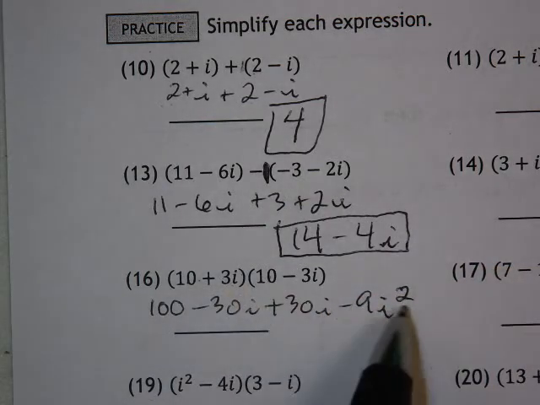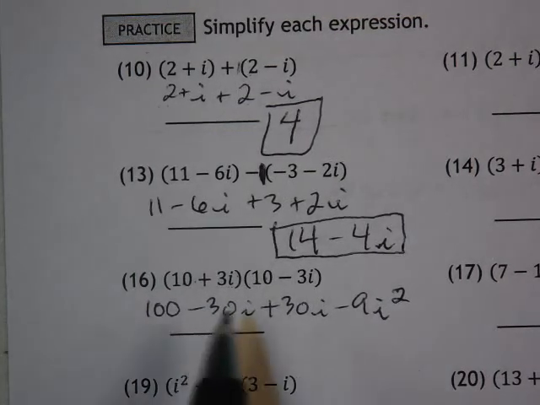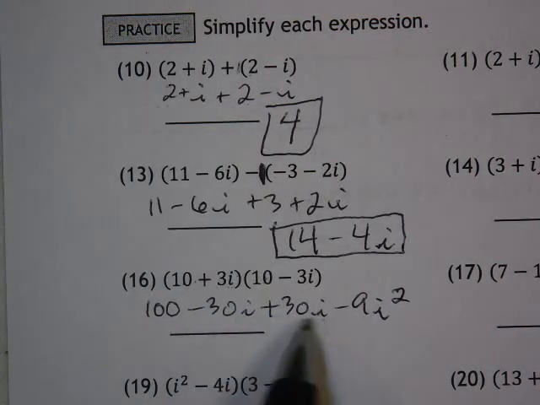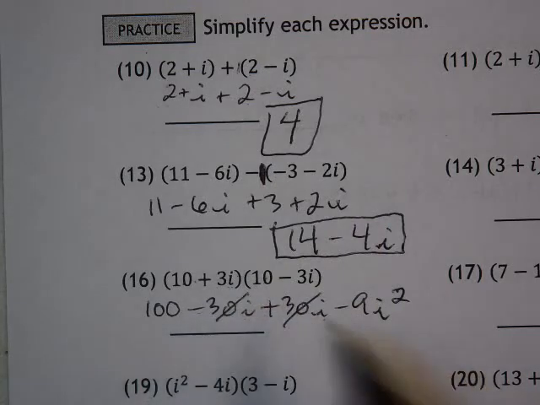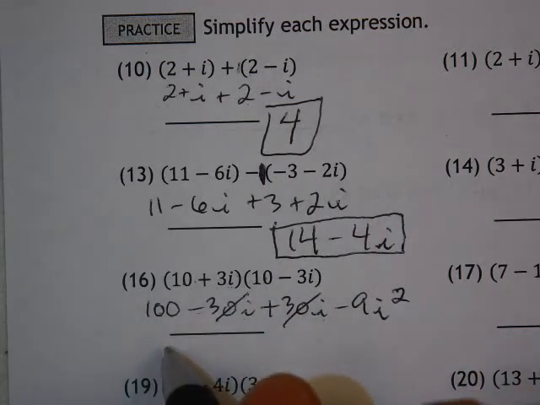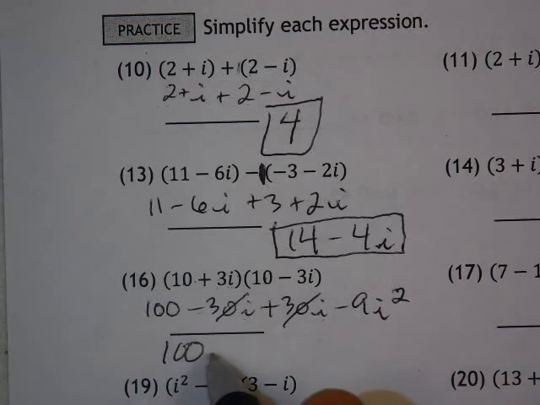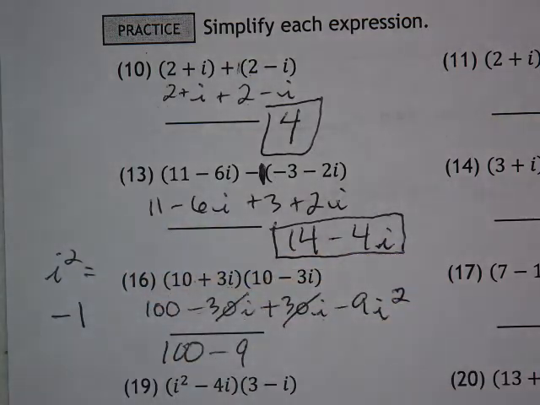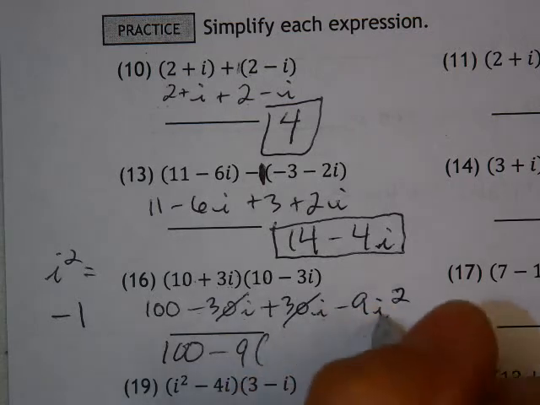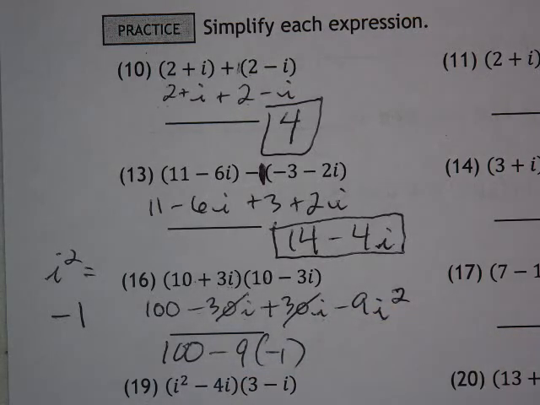Now you have the square because you have i times i. Now in the middle, you're going to combine these i's because they're like terms. And negative 30 plus 30 is just going to cancel each other out. So you're left with this 100 minus 9i squared. But now remember that anytime you have i squared, you're just going to substitute in negative 1 for i squared, which means this i squared becomes negative 1.